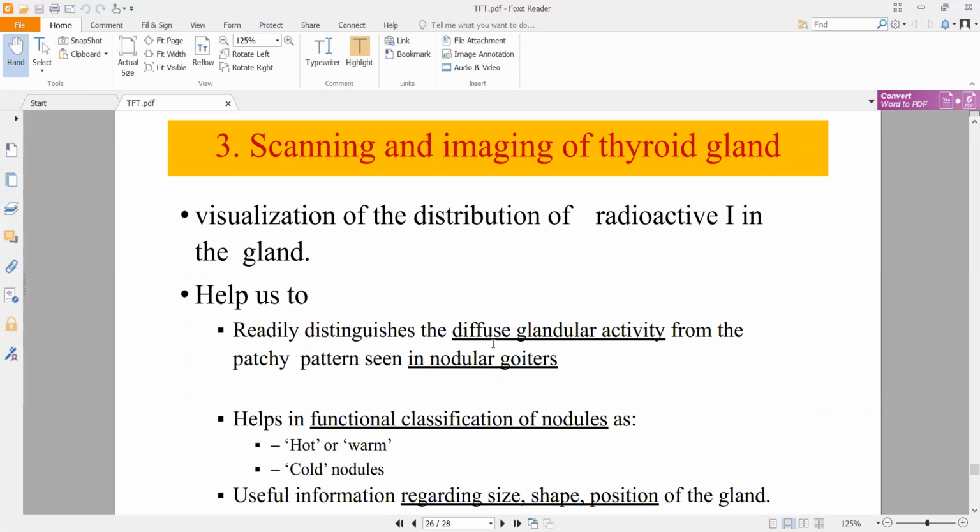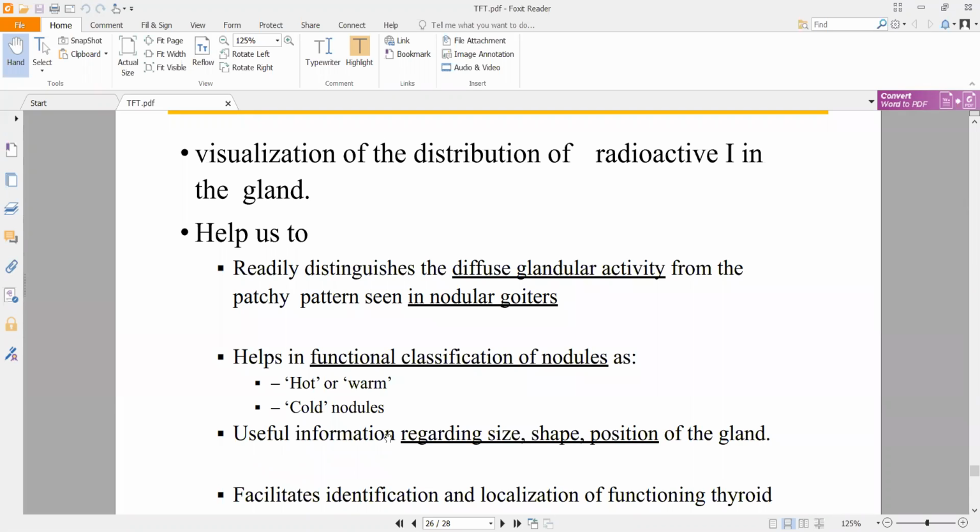Nodular goiters are basically where a particular area in your gland is enlarging and forming a goiter in one small node. Diffuse glandular activity means the whole thyroid gland is being affected. So if you have radioactive iodine, you can understand. Here it also helps in functional classification of nodules, whether they are hot, warm, or cold nodules. Cold nodules are those not taking up iodine properly. Hot or warm nodules are those that take up a lot of iodine.